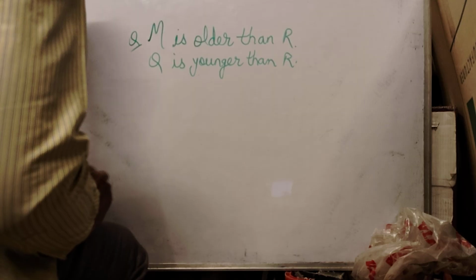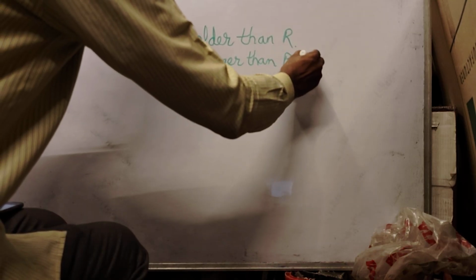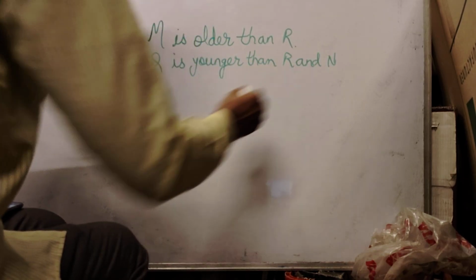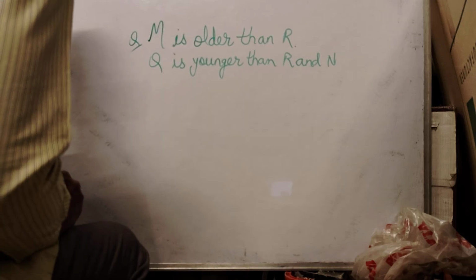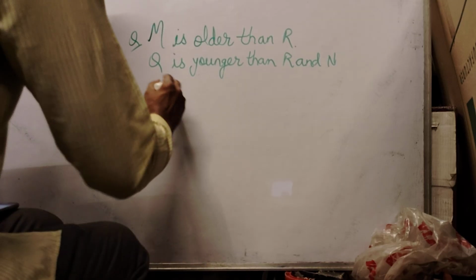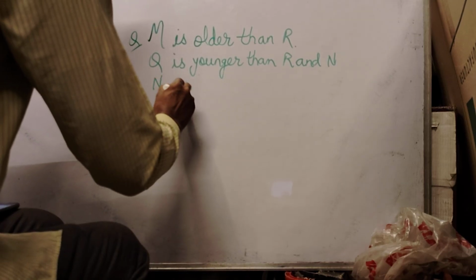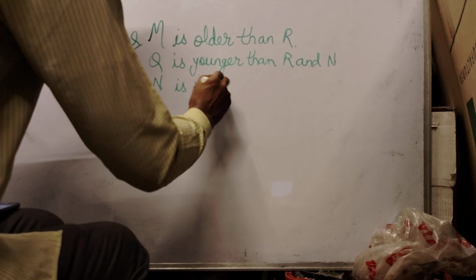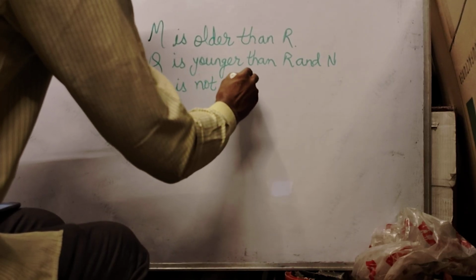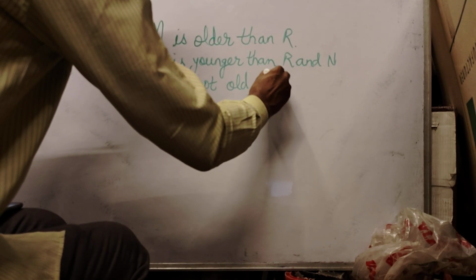Isn't it M? R and N. Yes, R and N both. N is not as old as M. M is the answer. N is not as old as M.